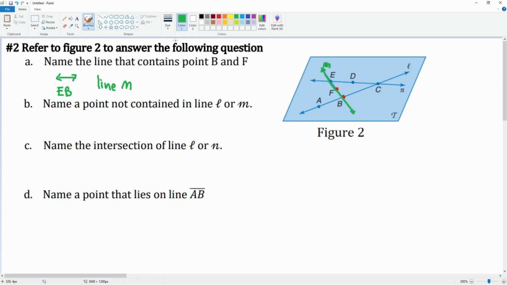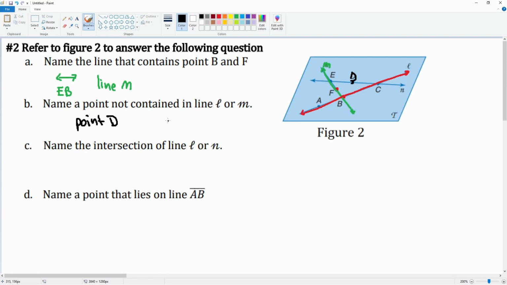Next, name a point that's not contained on line M and line L. So what is in green is line M. Let's highlight line L. This in red is line L. The only point that those lines do not touch is right here, which is point D. So we can say it is point D.